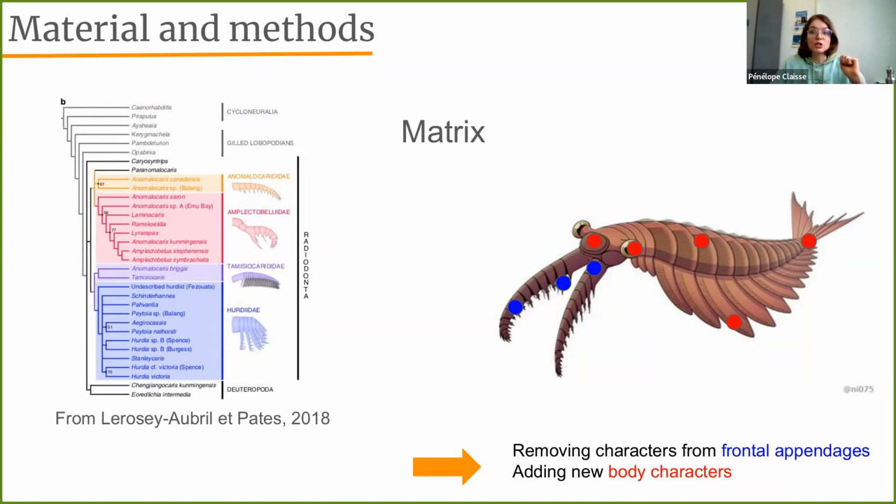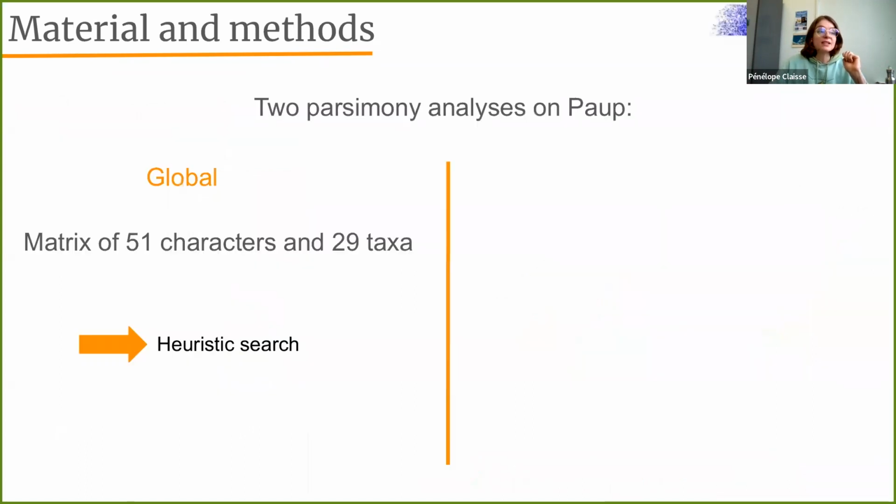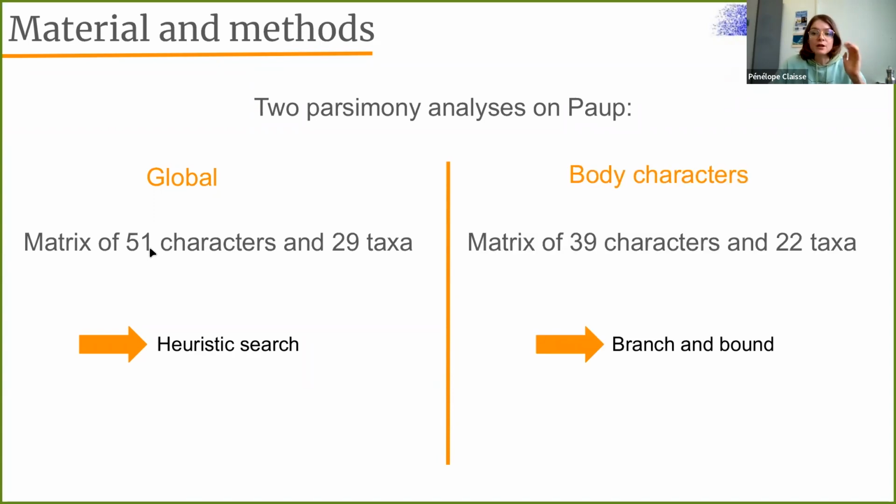Once my matrix was completed, I analyzed it under parsimony analysis in the TNT software, and I did 2 different kinds of analysis. The first one, which I call the global, includes all the characters and taxa possible, so 51 characters and 29 taxa for this matrix. I did another analysis that I call the body character analysis. This analysis doesn't take into account the characters coding for the frontal appendages, and I also removed the taxa that were known only by frontal appendages. In the end, I had 39 characters and 22 taxa. So now let's jump to the results and see what the tree looks like.